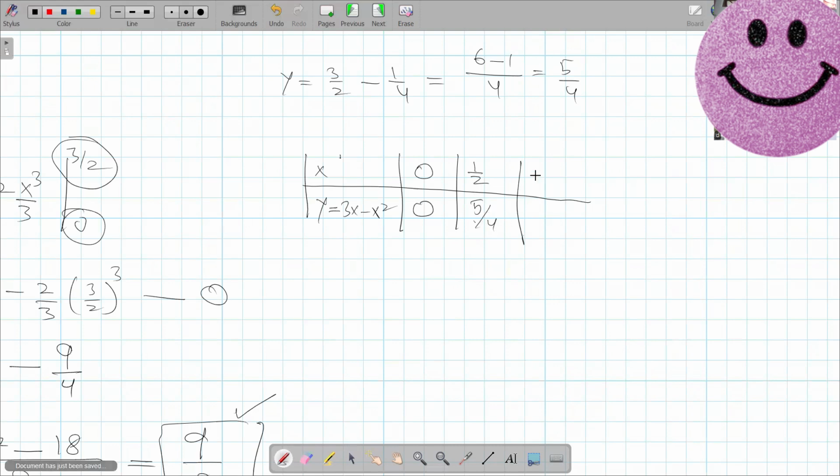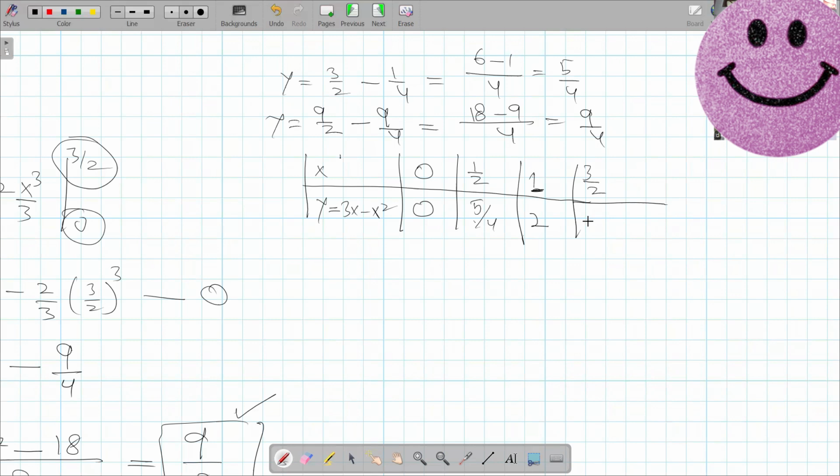What about 1? Oh, we did 1, it was 2. What about 3 by 2? 9 by 4, I think. So these are some values.